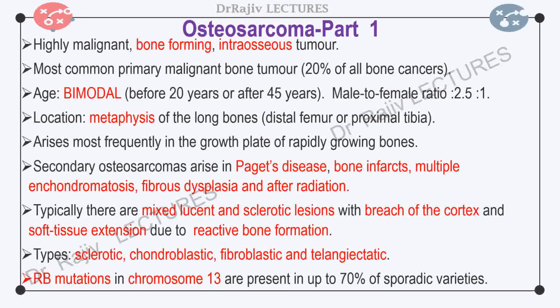It produces mixed lucent and sclerotic lesions with breach of the cortex and soft tissue extension. The classification of osteosarcomas is complex, but 75% of osteosarcomas fall into the classic category, which includes sclerotic, chondroblastic, fibroblastic, and telangiectatic types. RB mutations involving chromosome 13 are present in up to 70% of sporadic osteosarcomas. Its most common site is the distal femur, followed by the proximal tibia, proximal humerus, and distal tibia.